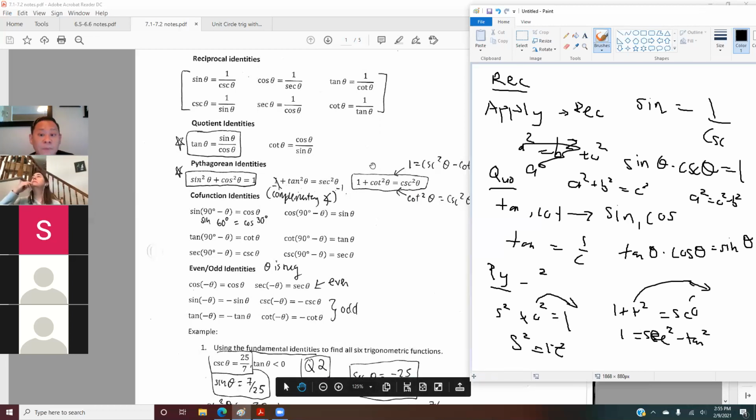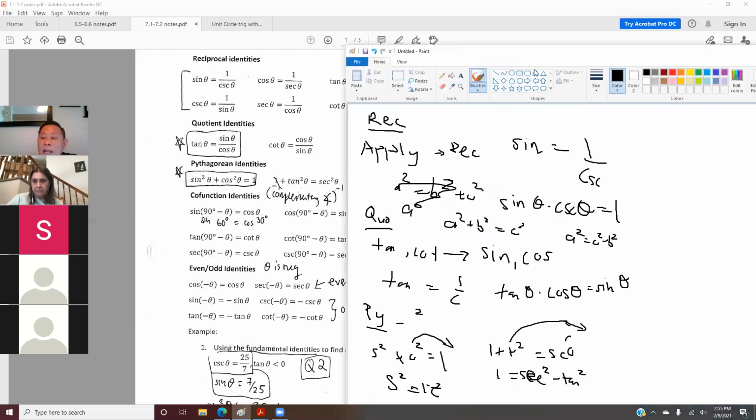And in order for you to use Pythagorean, you have square. Cofunction is used when you have a 90 degrees pop up like this. Anytime you use cofunctions, you have 90 degrees or pi over 2, which is the same thing as 90 degrees in radians. And anytime you see 90 degrees minus something, that is useful for cofunction. Even-odd identity is used when your angle is negative. Okay, so how do we apply this even-odd identity? Let's say you want to find cosine of negative 60 degrees.